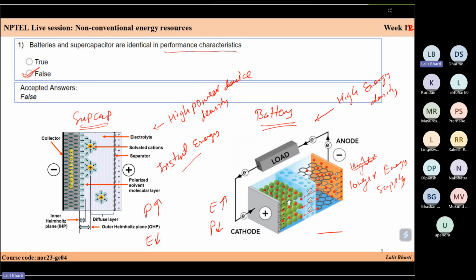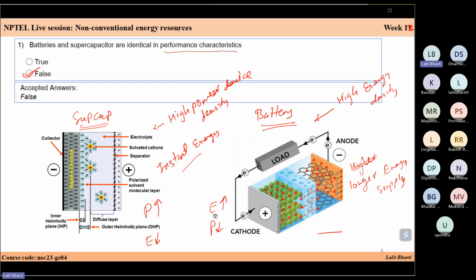In batteries, you have many reactions happening, so your kinetics are low. So basically, it will take a longer duration to discharge the battery. So the power densities are low. Although energy densities are high, they will take a lot of time. So T is quite dominant. T is quite high, so E by T will be small.